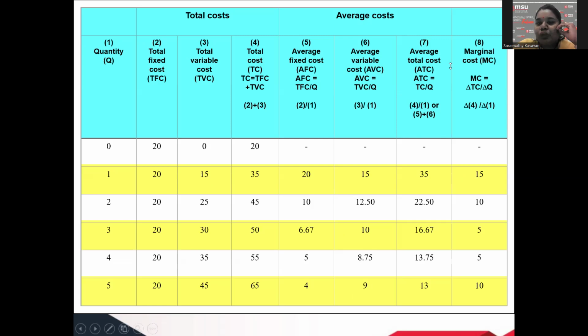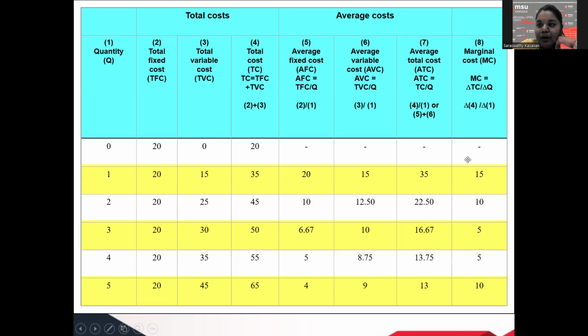Okay, the average total cost. How to get average total cost? We need to see TC divided by Q. So for example, 35 divided by 1, we get 35. How to get the 13.75? Okay, 55 divided by 4, we get the 13.75.